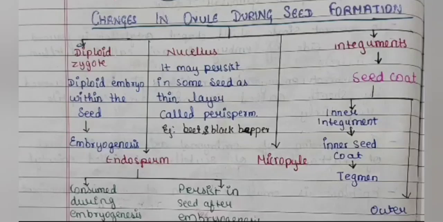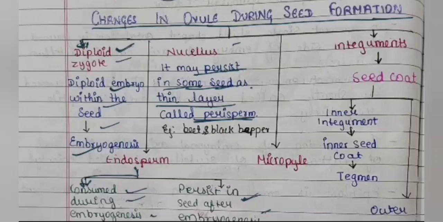The first is diploid zygote, in which the development of the diploid embryo within the seed takes place, that is known as embryogenesis. Now coming to endosperm, which can be completely consumed during embryogenesis or may persist in the seed after embryogenesis. Now coming to nucellus, it may persist in some seed as thin layer called perisperm, for example in beet and black pepper.